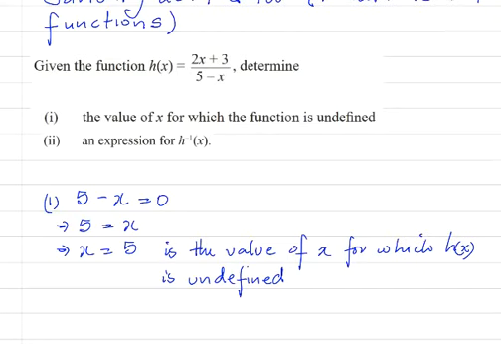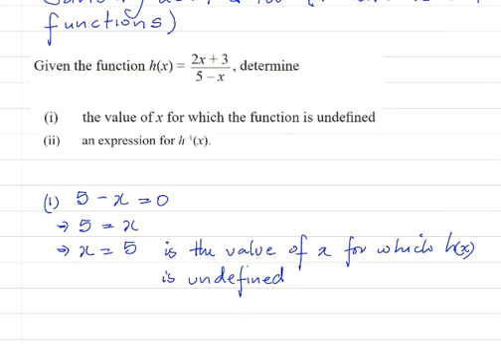But a function is a relation in which every element in the domain, so x is a value in the domain, must be mapped onto a value in the codomain. And when x is 5, the denominator of the function becomes 0. And if the denominator of the function is 0, it means that for that value of x there is no value in the codomain. Therefore, that is the value of x for which the function is undefined, or it is the value of x which cannot be in the domain of the function.